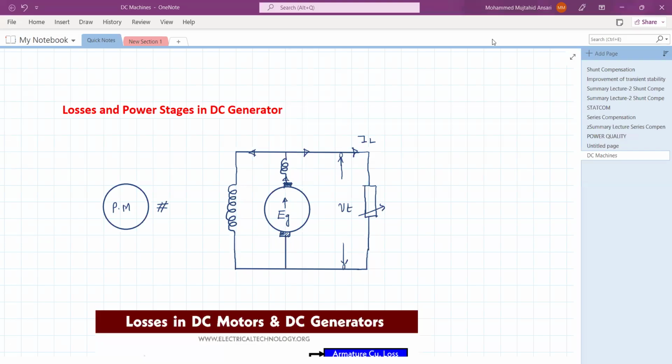Okay, welcome to electrical machine lecture. Today we are going to discuss the losses and power stages in the DC generator.